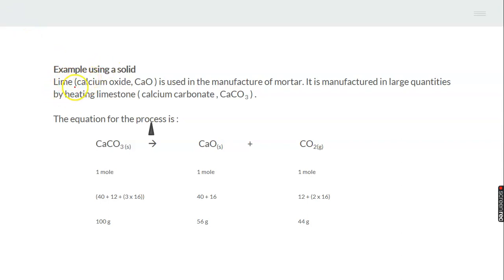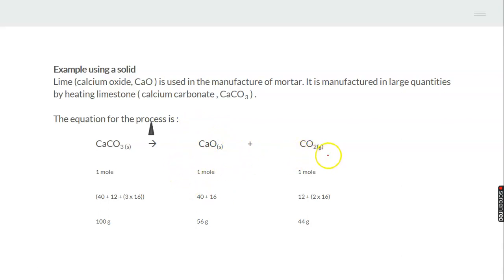So lime, for instance, which we all know as quicklime, which is CaO, that's calcium oxide, is used in the manufacture of mortar. It is manufactured in large quantity by heating what? Limestone, which is calcium carbonate. Okay, so don't forget this sign stands for addition of heat. When you add heat to the system of limestone, it will dissociate to give you what? Calcium oxide and CO2.